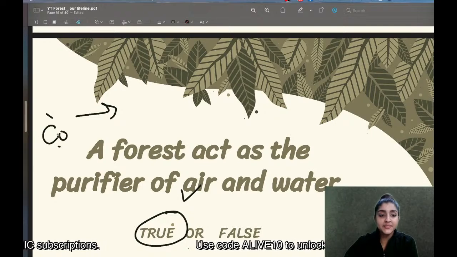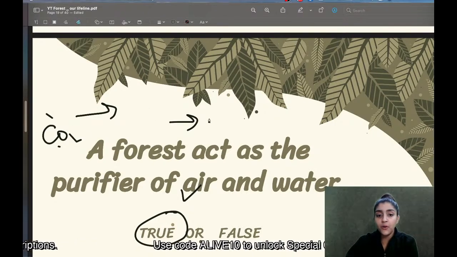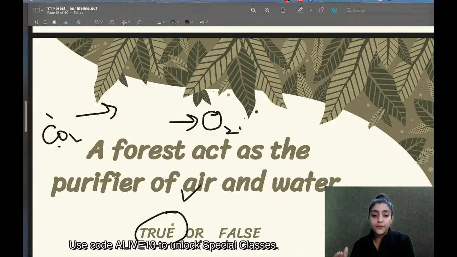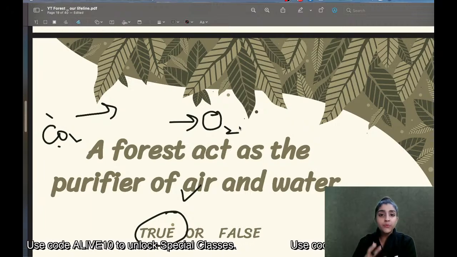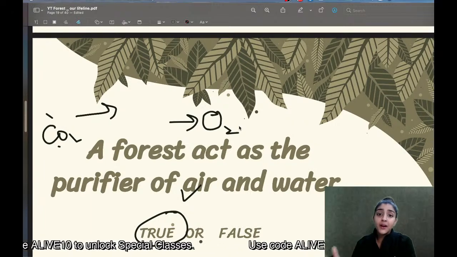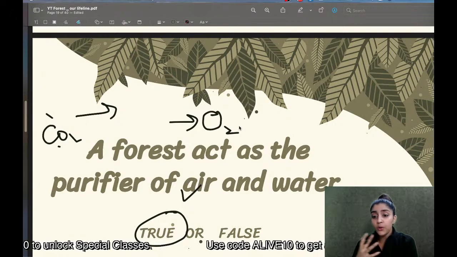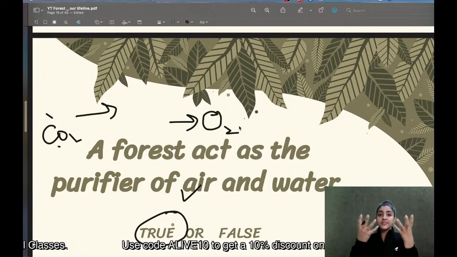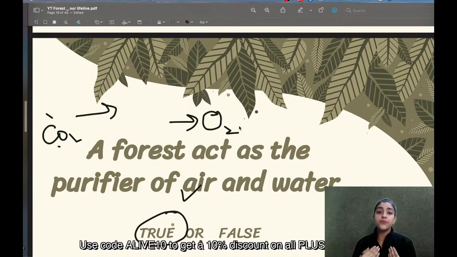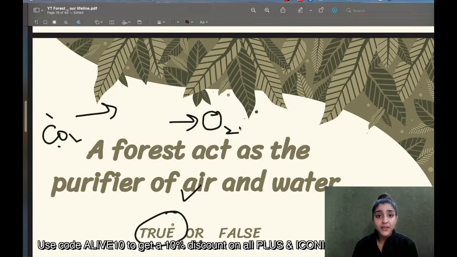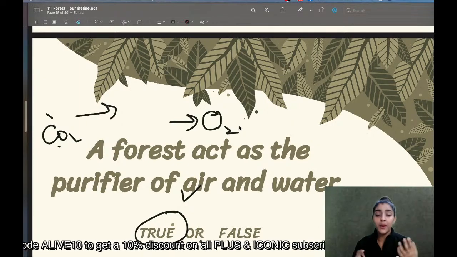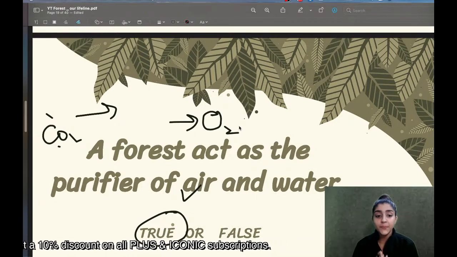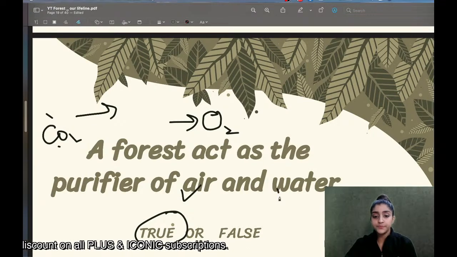Yeah, so it intakes CO2 and moreover it gives out oxygen. So it actually purifies the air for us. Same with the water. All the rainwater, it might be acid rain, it might be flood water due to floods, all of these are basically purified by forests. How? Because forests absorb all that water and give you the purified form by way of transpiration, or into the groundwater table whenever that water is absorbed into the ground. So that is why it does act as a purifier of air and water.